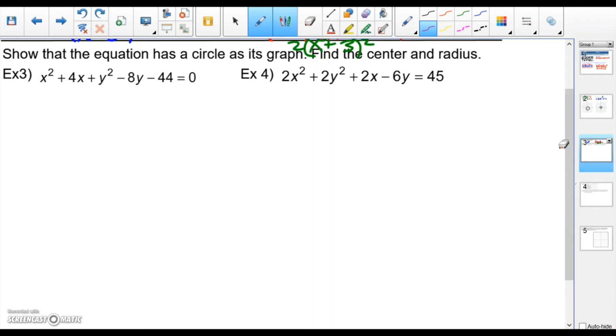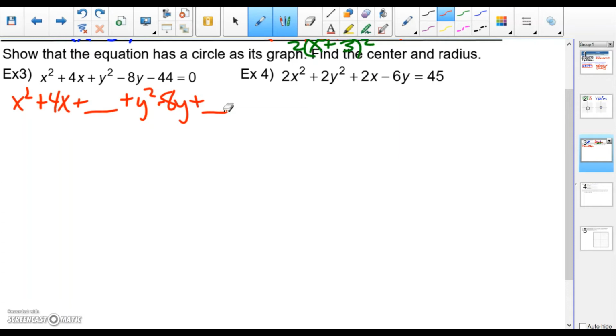Show that the equation has a circle as its graph. Find the center and the radius. So in example 3 there, they're giving us the general form of the equation. We want to write it in center radius form. So what I would do is kind of split it up and put your x terms, x squared plus 4x plus blank, and then write your y terms, plus y squared minus 8y plus blank.